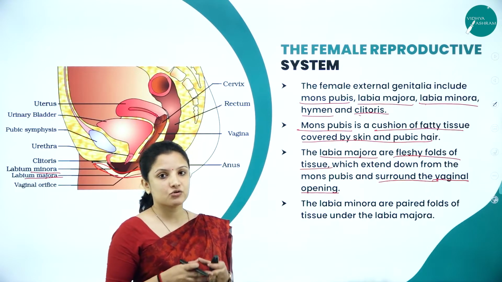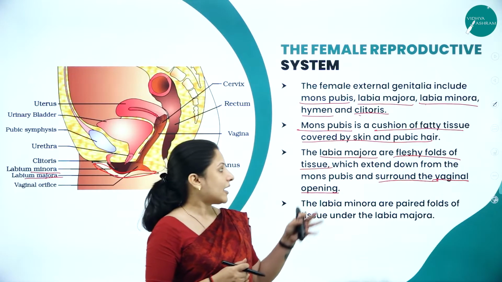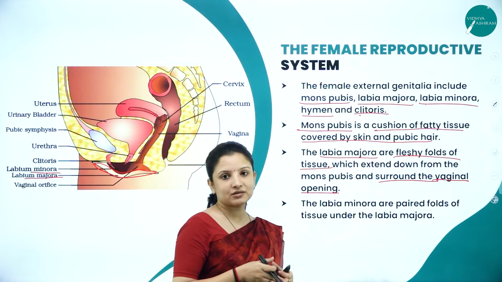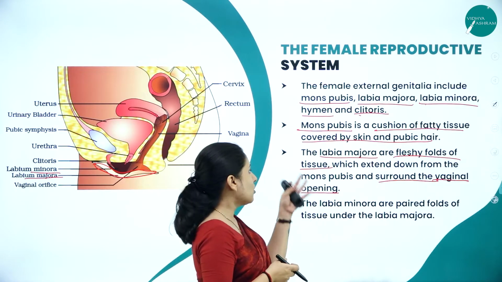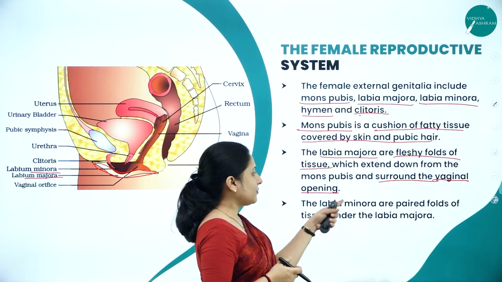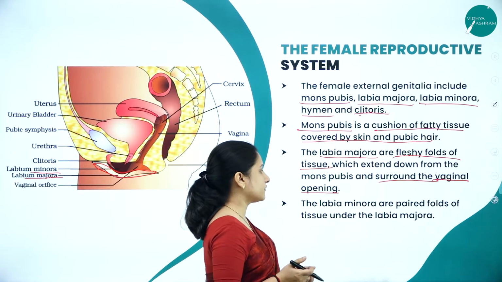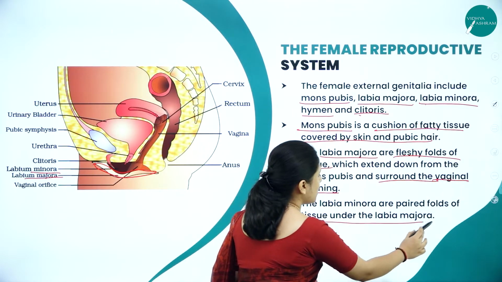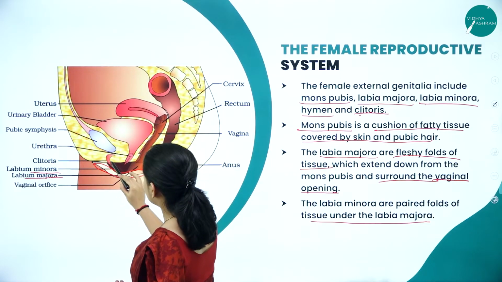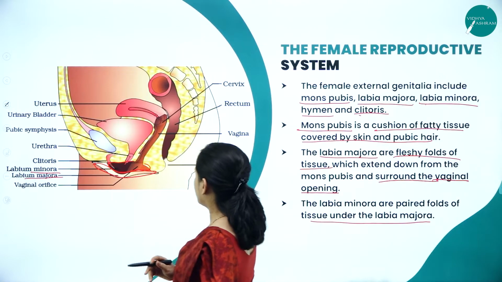So the fatty tissue layer that is there is called the Mons Pubis, and the folds of tissue which extend surrounding the vaginal canal or the vaginal opening are called the Labia Majora. And the Labia Minora, as I have shown, are the paired folds of tissue under the Labia Majora. So you can see the paired folds of tissue that are there. This part forms the Labia Minora.